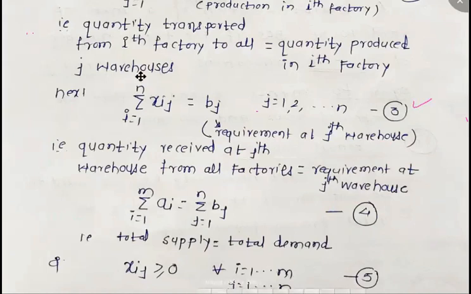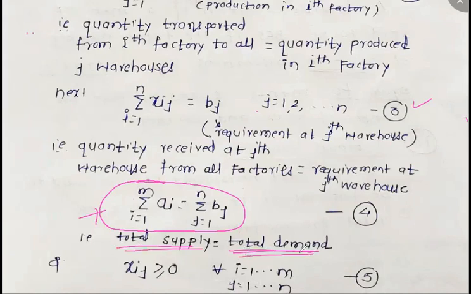Then what is the next restriction? Summation ai is equal to summation bj. We have seen this equation, that is the total supply available is equal to the total requirement. So this is the total quantity of goods produced at m factories, and this gives you the total requirement at the n warehouses.